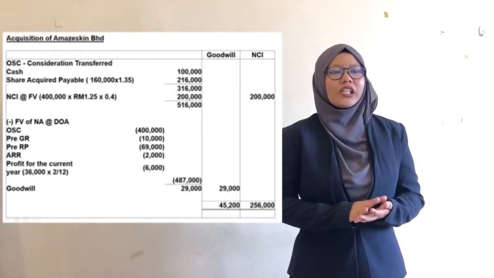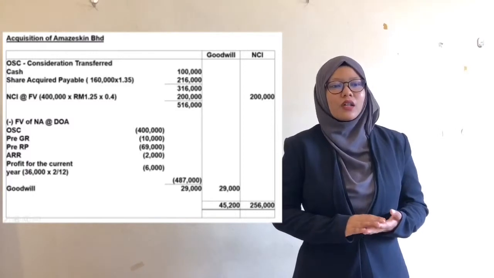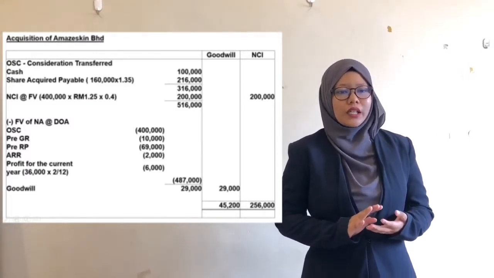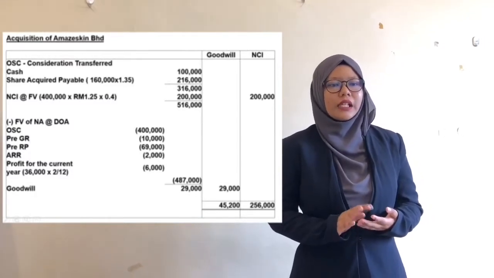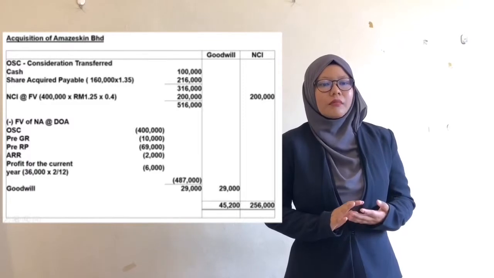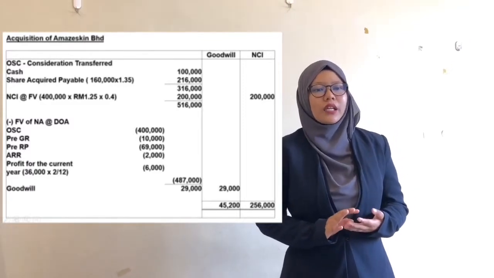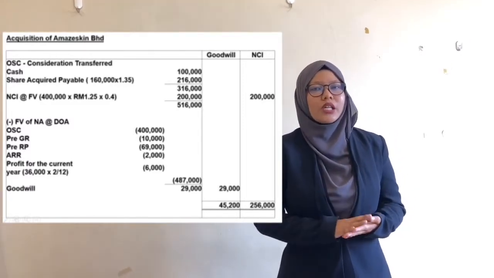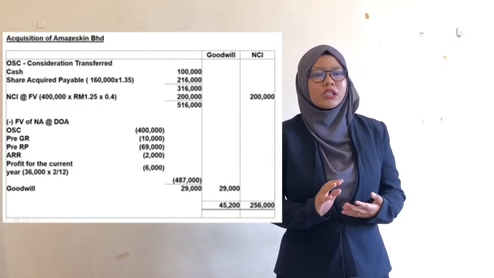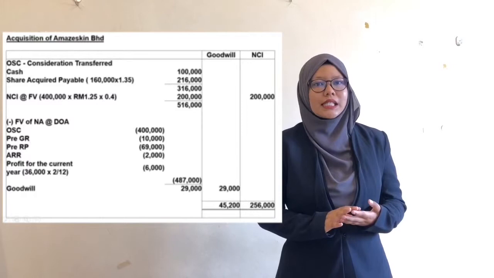Then for the acquisition of Amiskin Berhad, the consideration transferred comprises cash amounting to 100 million plus shares payable 216 million, so we get 360 million. We plus the NCI at fair value, which is 200 million. So the total consideration transferred is 560 million.